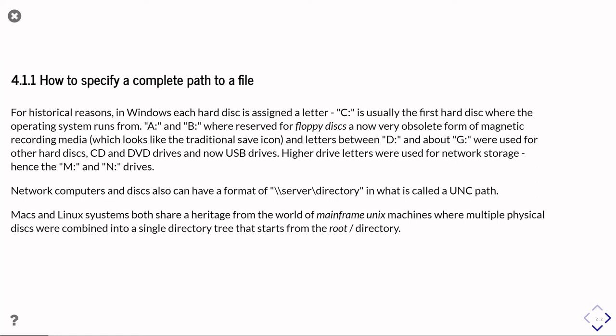In contrast to that, Macs and Linux systems both actually have their origins in the world of Unix mainframe computers. And in these systems, all the physical hard disk drives were combined together to create a single tree of different directories that all started off from what was called a root directory, which was accessed with just a single slash. So that's why there are differences between the different platforms.